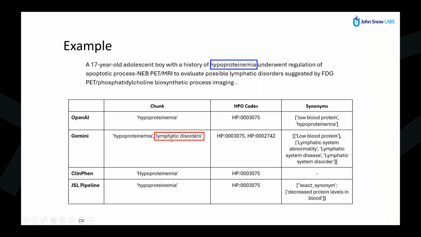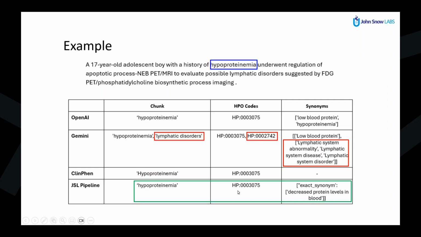Gemini 2.5, I don't know why this came here. The synonym is low blood protein, which is okay. Yeah, this is correct, but the second HPO code is not correct. And the other one is, once you get the lymphatic disorders, the synonyms are also not so good. We got the top score here.